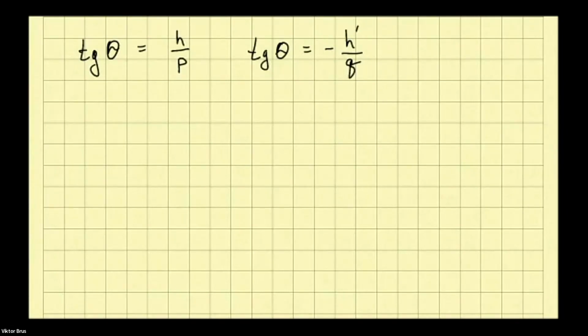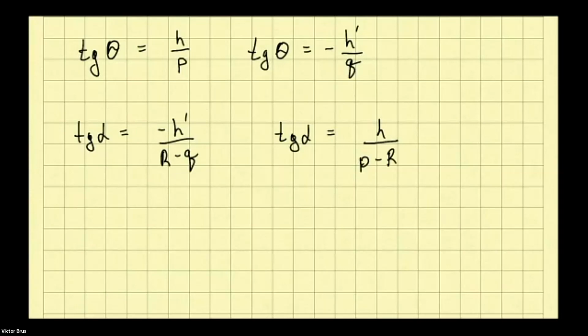So from the yellow triangle, we got that tangent alpha is equal to minus h prime divided by r minus q. And from the small red triangle, tangent alpha is equal to h divided by p minus r. So now, first, let us consider this angle theta.